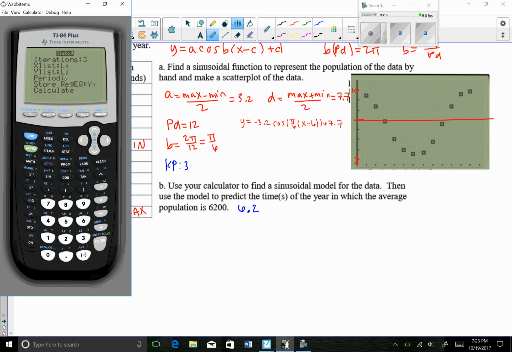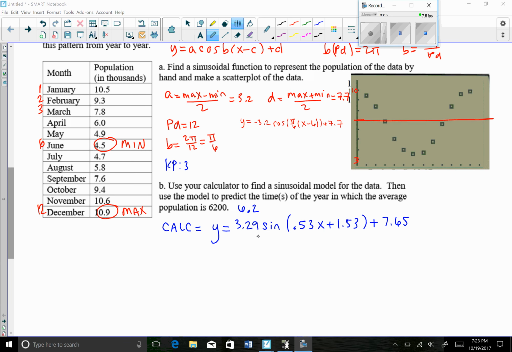We're not going to worry about the period for right now because not everybody can do that in their calculator. If you have an older calculator, it doesn't actually let us put that in there. So we're going to leave that blank and then go to calculate and hit enter. So now I have the equation that my calculator comes up with. So I'm going to go ahead and write this on my paper.